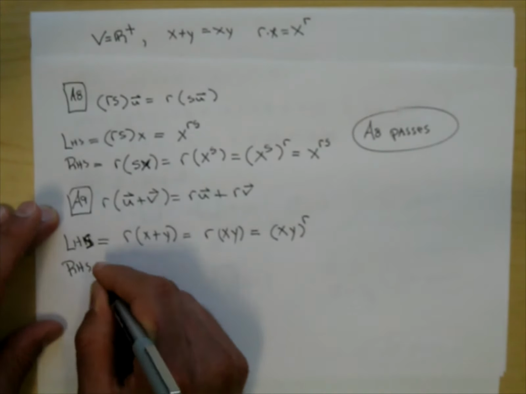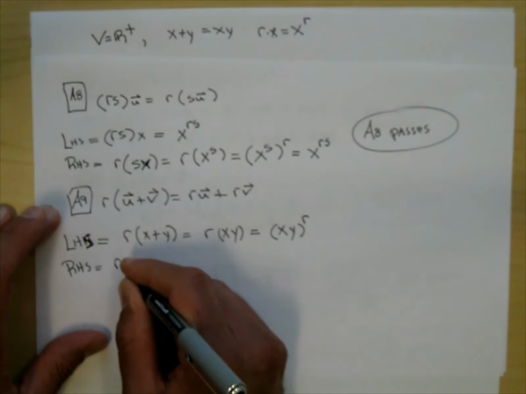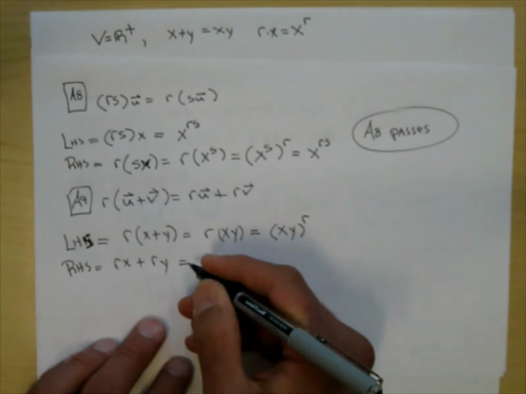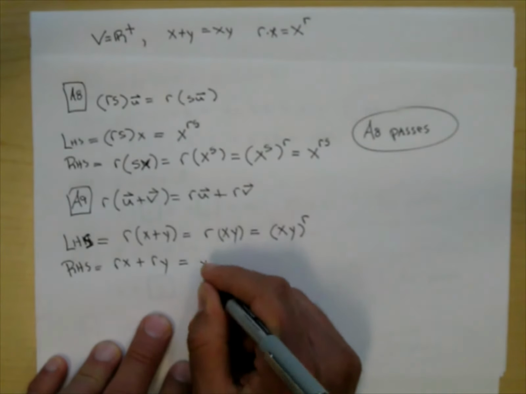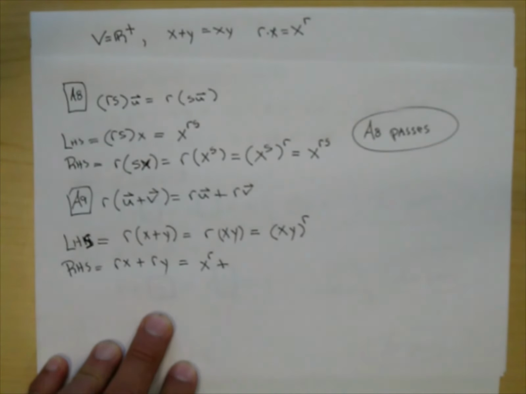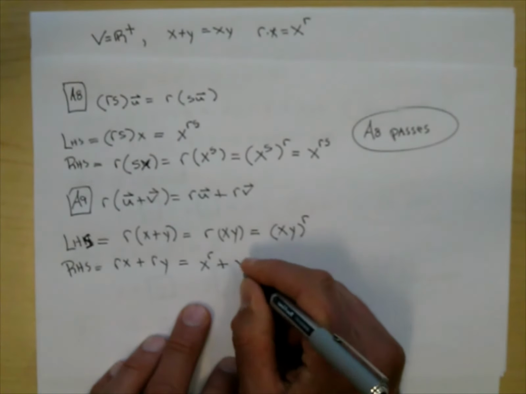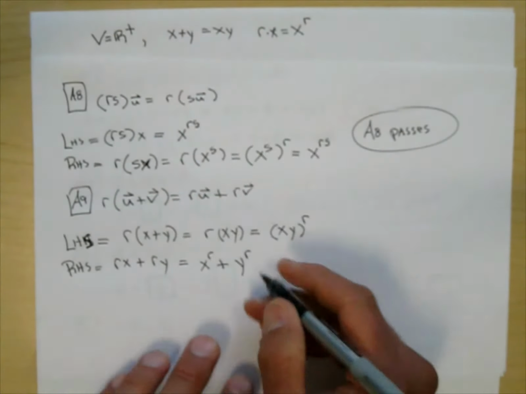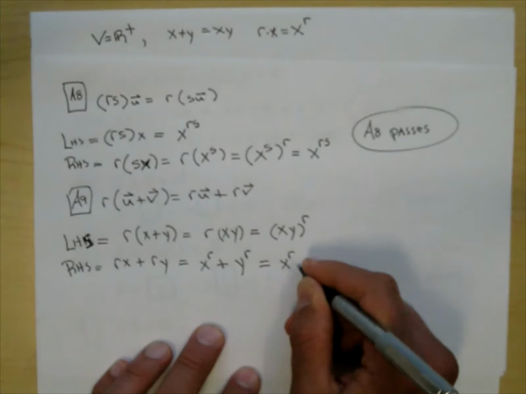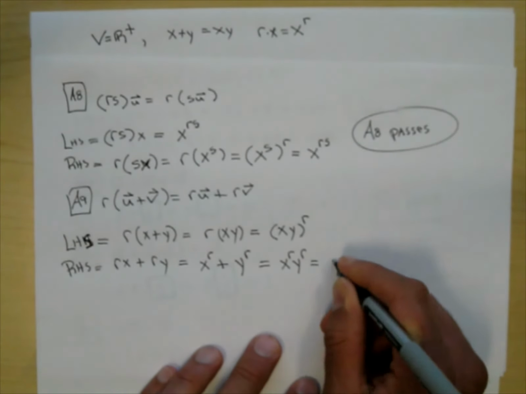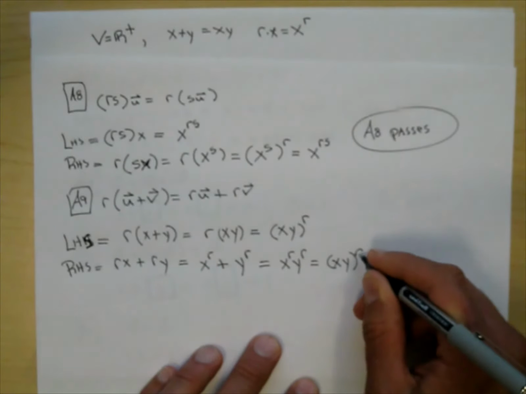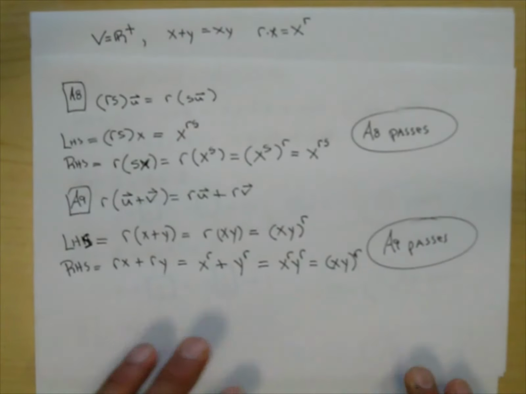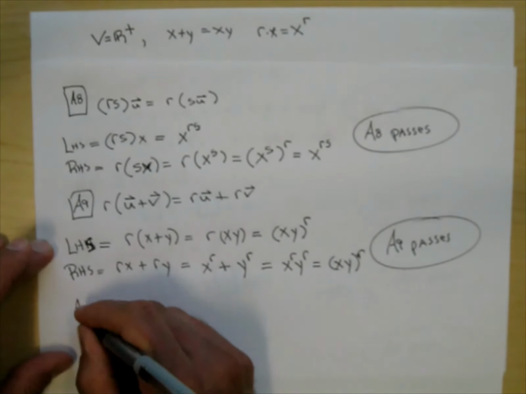The right-hand side, so this is Rx plus Ry. That's really what we have there. And so I'm going to do the funky multiplication. This is X to the R plus Y to the R. So you might think, aha, it's broken, but now this is funky addition. Funky addition says you multiply those together and you have X to the R, Y to the R, and we know properties of exponents. We can write this as XY to the R. A9 passes. Okay, A1 through A9 pass.